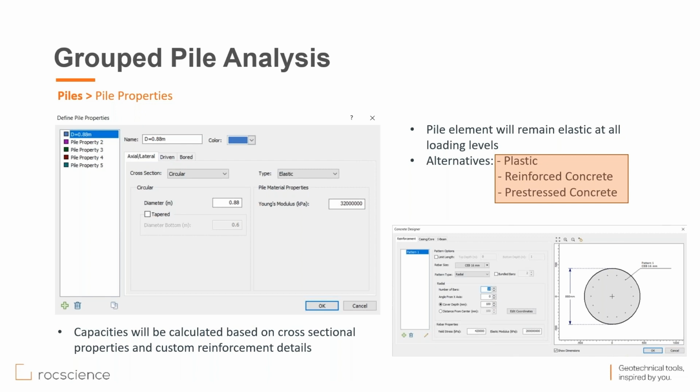Before you reach those capacities, it will behave as elastic, and after the capacity has been fulfilled, those cross sections will behave as plastic. So you also have the option to model the post-elastic behavior and get the pile reactions. The capacities will, of course, be calculated based on cross-sectional properties and custom reinforcement details. For simplicity, we have kept this as elastic.